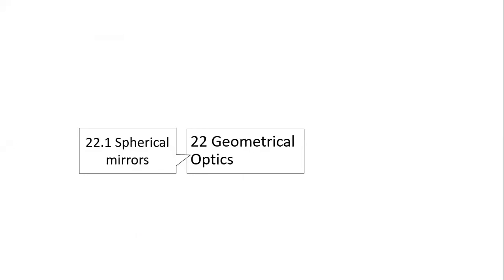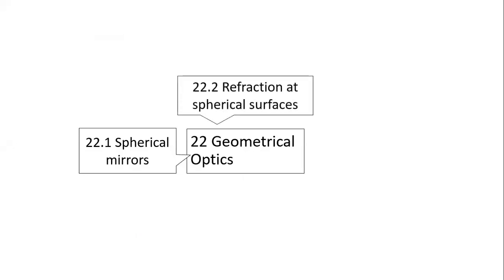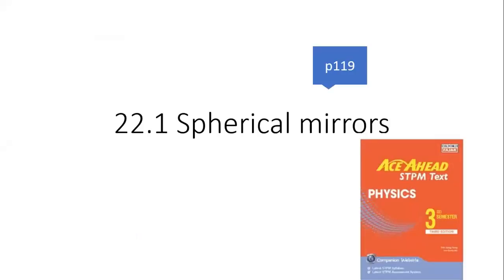Okay, topic 22, geometrical optics. We go to 22.1, spherical mirrors. 22.2, refraction at spherical surfaces. 22.3, thin lenses. So it's a short topic if you like. We are now on page 119, spherical mirrors. At the start, that is the book you can refer to.